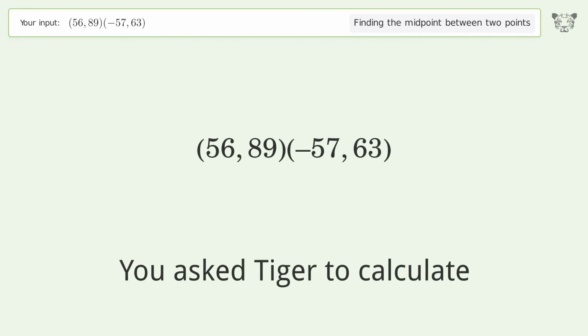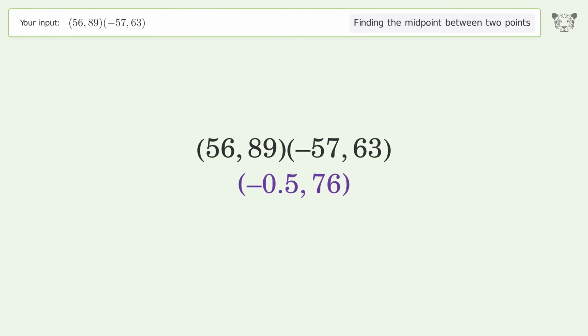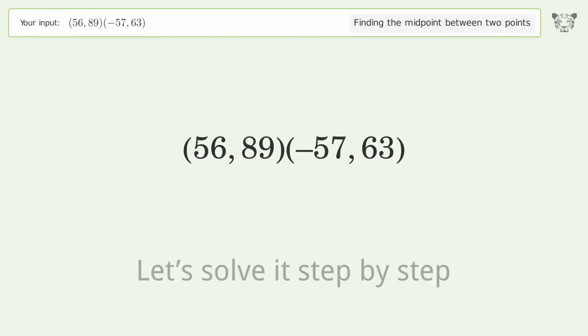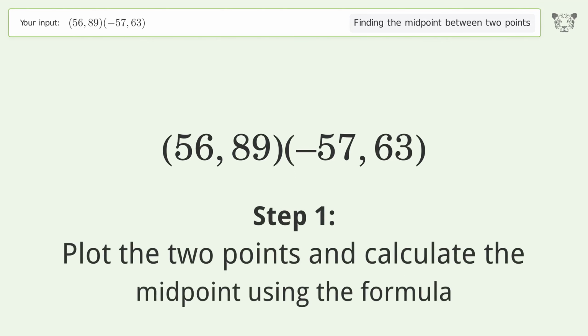You ask Tiger to calculate. This deals with finding the midpoint between 2 points. The midpoint between the 2 points is negative 0.576. Let's solve it step by step. Plot the 2 points and calculate the midpoint using the formula.